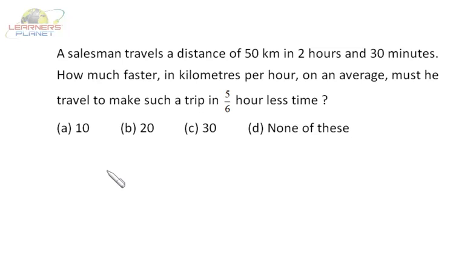Now try this question. A salesman travels a distance of 50 kilometers in 2 hours and 30 minutes. That is 5 by 2 hours. Okay. How much faster in kilometers per hour on an average must he travel to make such a trip in 5 by 6 hour less timings? Okay. So what is speed? It is 50 kilometer is covering in 5 by 2 hours. So his speed is 50 by 5 by 2. That means his speed is as of now 20 kilometer per hour.